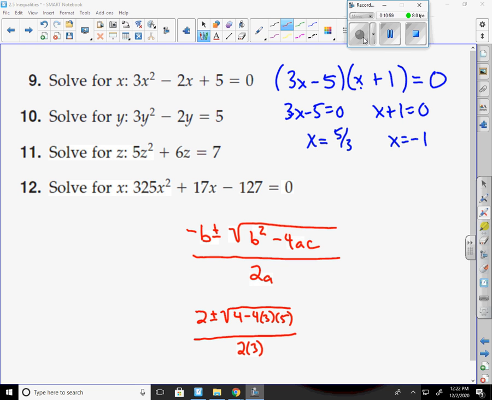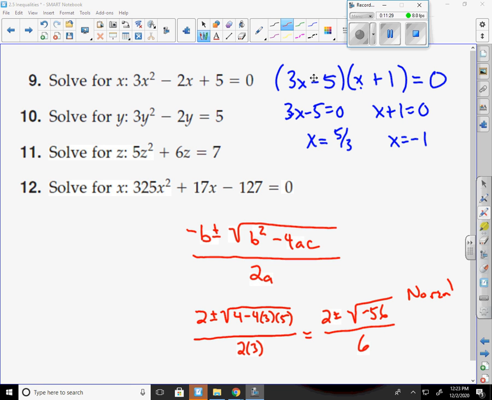As you can see here, I have 2 plus and minus. 4 times 3 is 12, and then times 5 is 60, so that's going to give me the square root of 4 minus 60, which is negative 56, over 6. Can't take the square root of a negative, so this should have no real zeros, which means I did something wrong up here.